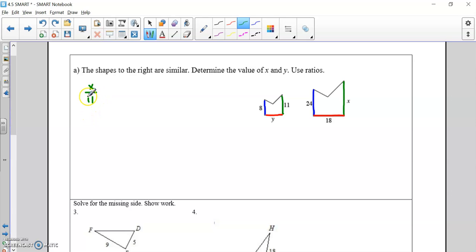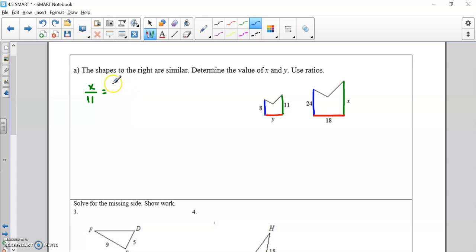And you could have done 11 over x. It's really up to you, but like I said, I like to do the bigger number, or the bigger shape, on top. So I've done x over 11. Now, the other ratio that you have to use is going to have to be this 24 and 8, because if you try to use the red one, there's another missing number in there, so that's not going to help you if you're missing 2 pieces, right? You're only allowed to miss 1.